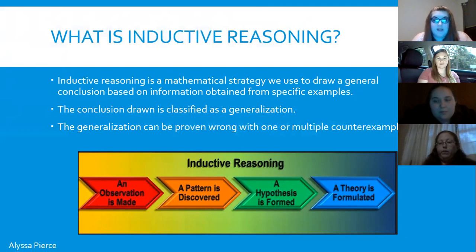At the bottom, you'll see this is the path to inductive reasoning. An observation is made, a pattern is discovered, a hypothesis is formed, and a theory is formulated. Your theory can always be proven wrong.